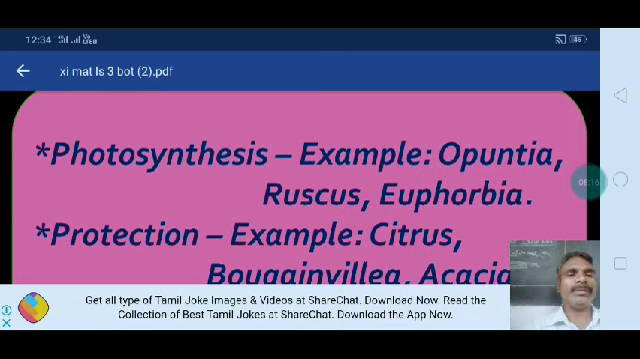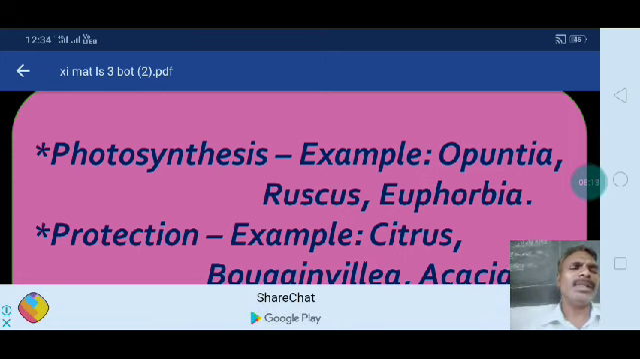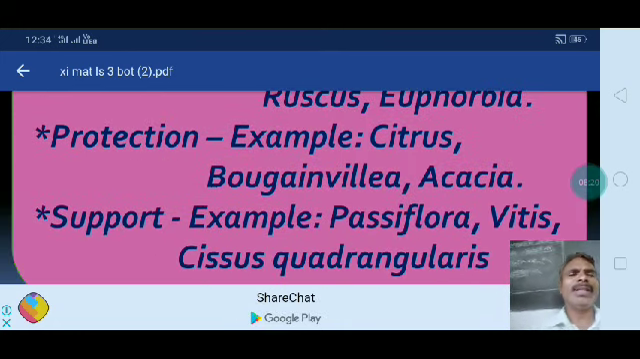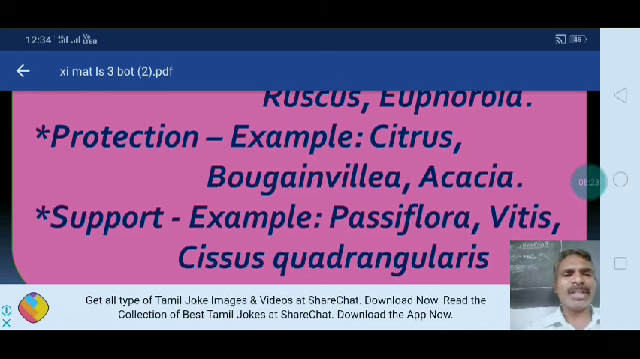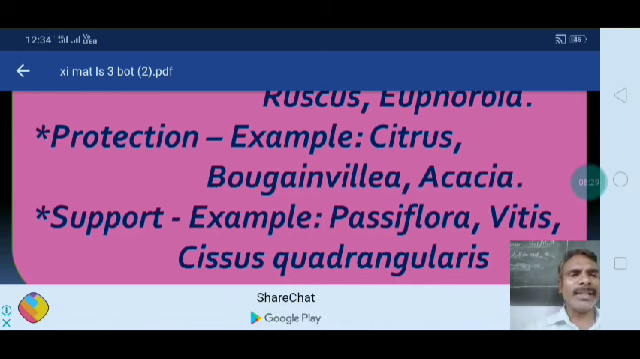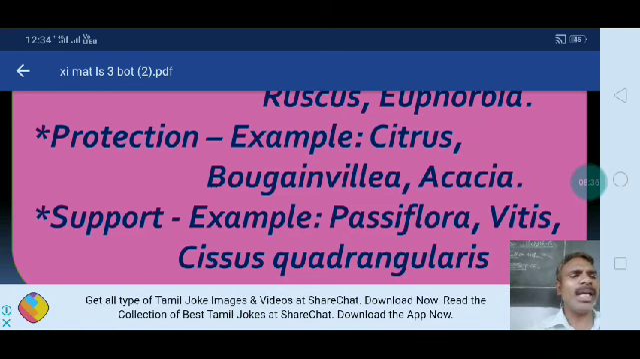And the next one is protection, example Citrus, Bougainvillea, Acacia. With the help of needle-like, thorn-like structures, it will protect from other organisms or animals, for example goat and cow. For example, the plants Citrus, Bougainvillea, Acacia.